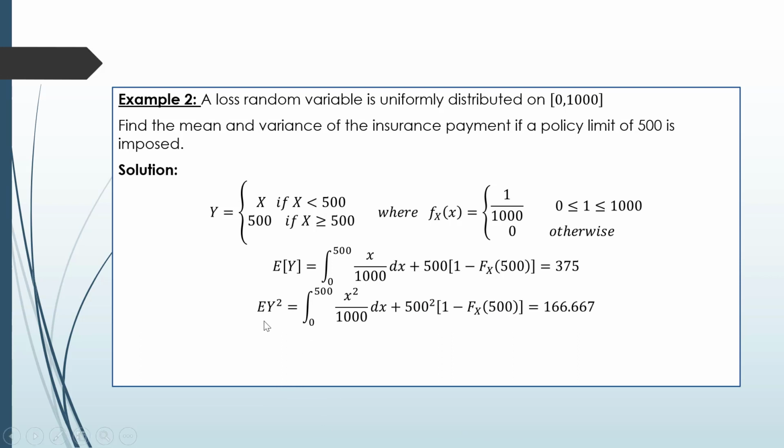The expected value of Y squared is the integral from 0 to 500 of x squared times the PDF of X plus U squared, which is 500 squared, times 1 minus the CDF of X at U. The answer for E of Y squared is 166,667. So the variance of Y is E of Y squared minus E of Y, whole squared. The answer is 26,042.